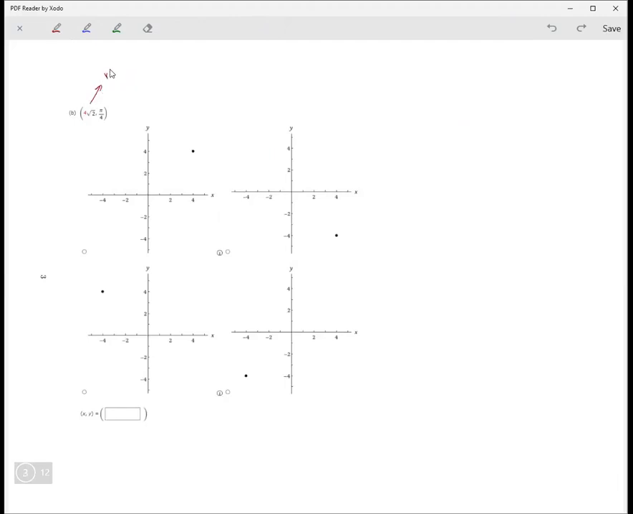And here we have r is 4√2 and theta is pi over 4. So this is pi over 4. Your point's going to be over here about 4√2 in this direction. And that looks like this is going to be the point right here.